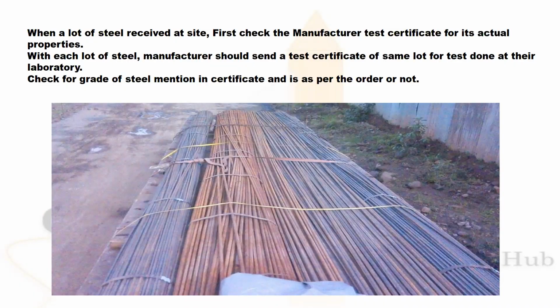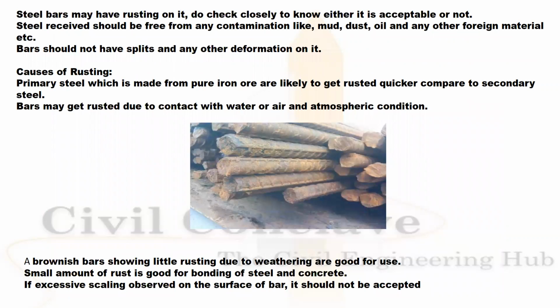When a lot of steel is received at site, first check the manufacturer test certificates and its properties. With each lot of steel, manufacturers always send a test certificate of the same lot for the test done at the laboratory. Check the grade of the steel mentioned in the certificate, and whether it is for the order or not. Steel bars may have rusting on them. Do check closely whether it is acceptable or not.